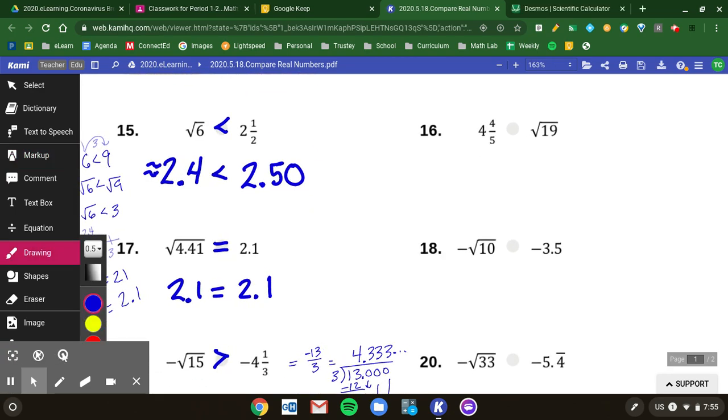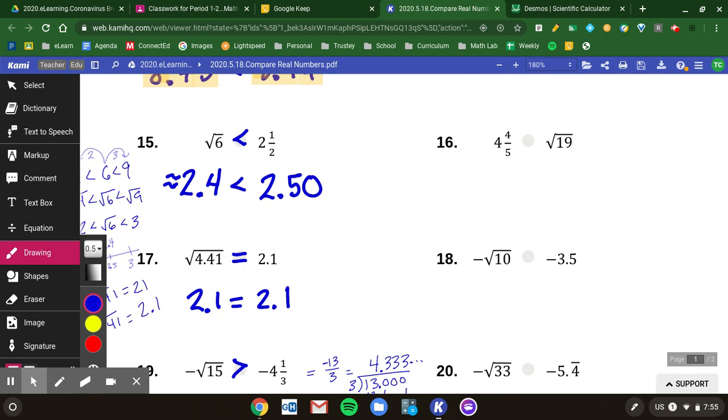Onward we go to number 17, where we have the square root of 4 and 41 hundredths. Well, wait a second. If that had no decimal place, the square root of 441 is exactly 21. So the square root of 4 and 41 hundredths is actually 2 1/10, 2.1. And so we can see quickly these numbers are exactly equivalent and identical.